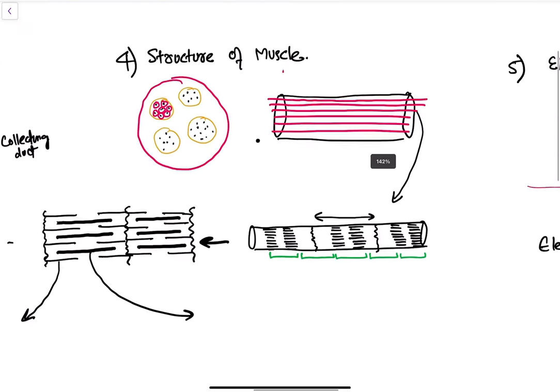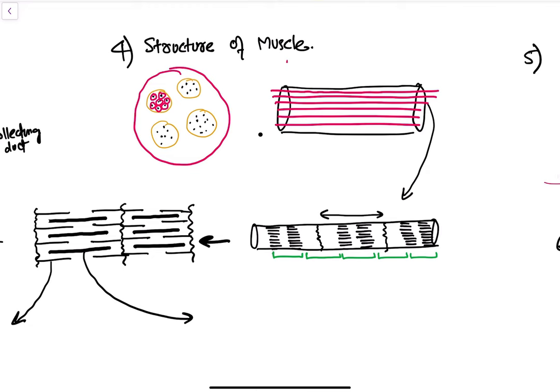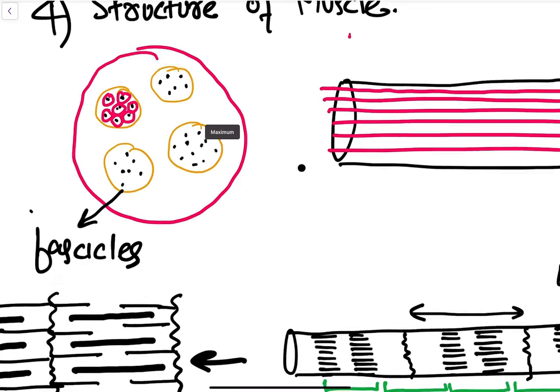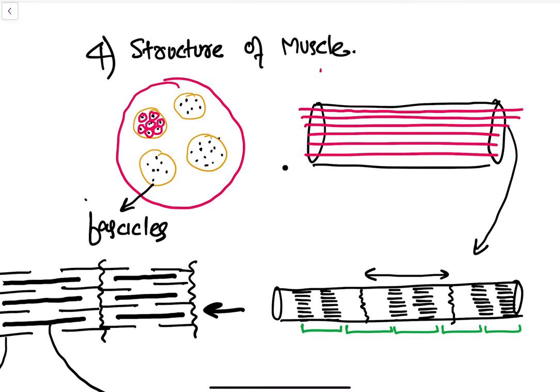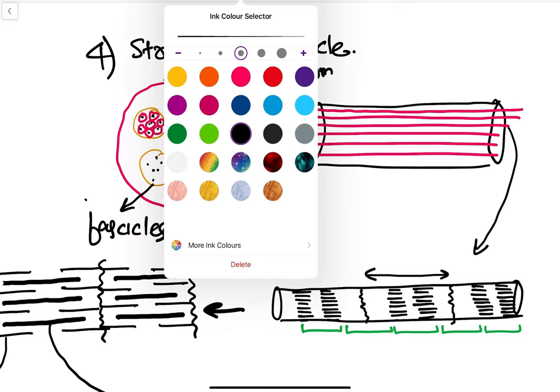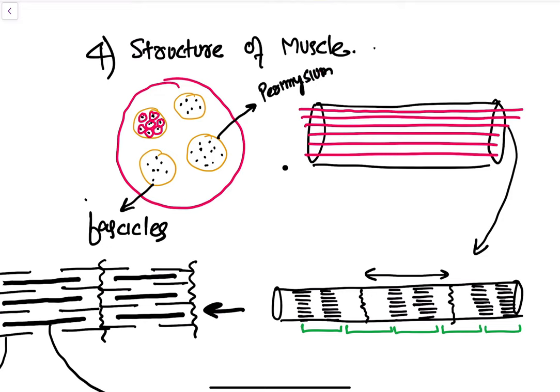After that, I have chosen the fourth topic, that is structure of muscle. If you look at this cross section of a muscle, you find there are various bundles in the muscle. These bundles of muscle cells are called fascicles, and each fascicle is covered by this covering, which is called perimysium.